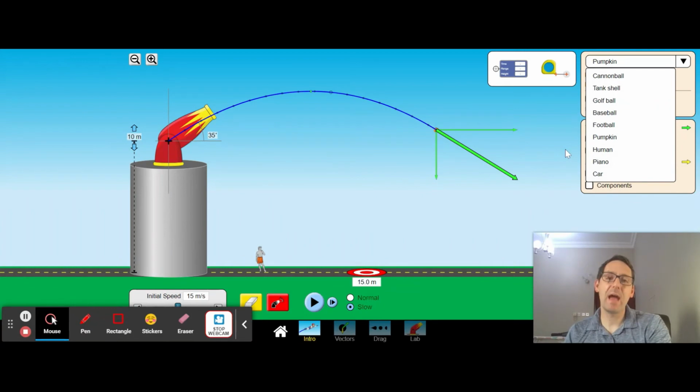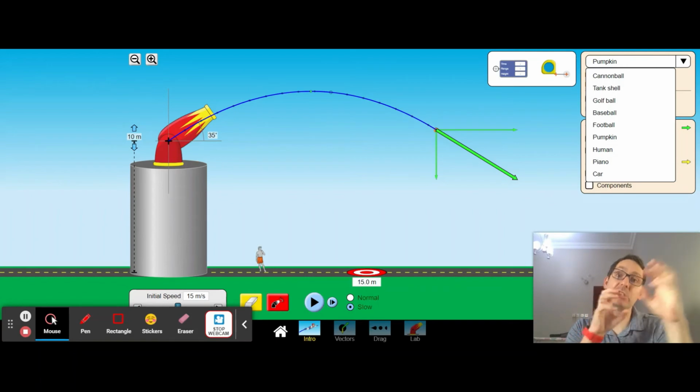All right, but go ahead, have some fun, play around with it, and come with me. We're gonna go do an example. We're gonna work through our first two-dimensional kinematics example where we're having to deal with these two components at the same time. All right, let's go.